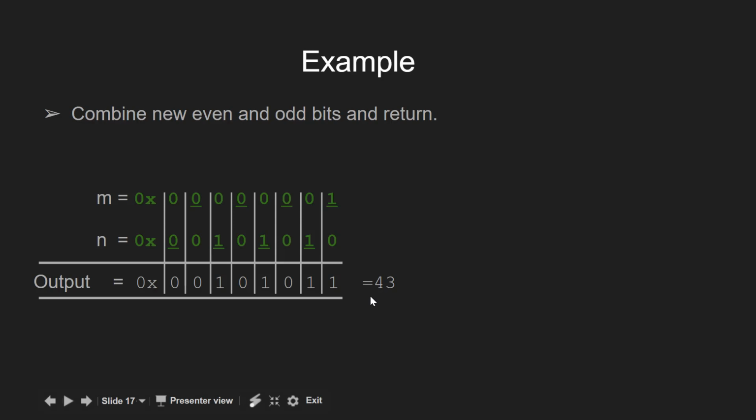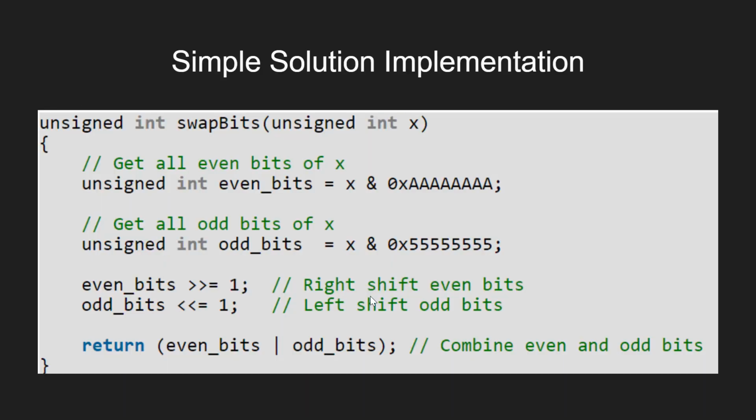For now, since we have clearly understood the solution, let's see how we can go about its implementation. Here we have a function named swapBits, which takes the unsigned integer x as the argument. Now we first perform the bitwise AND operation of x with the series of A's in hexadecimal and store the result in even bits. Then we perform the bitwise AND operation of x with a series of 5's in hexadecimal and store the result in the variable named odd bits.